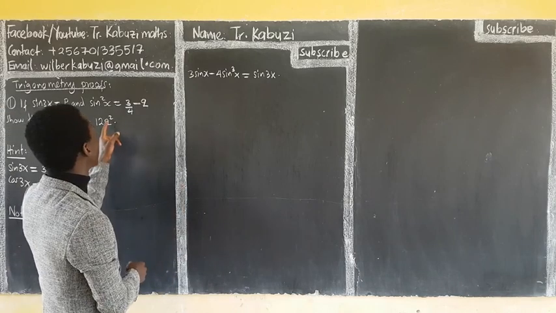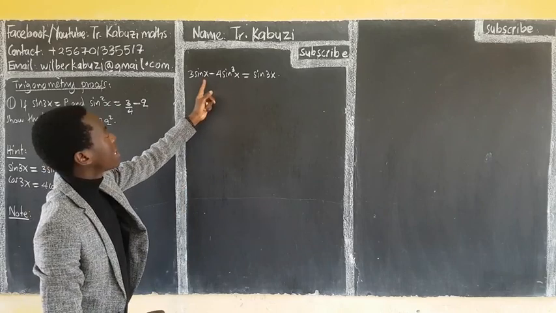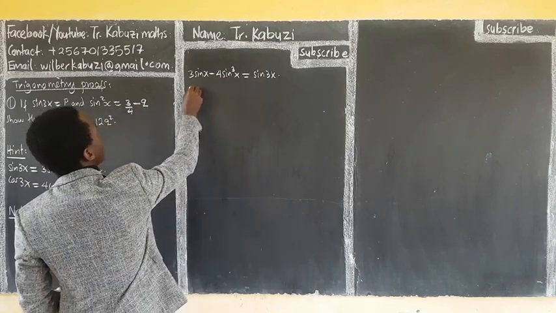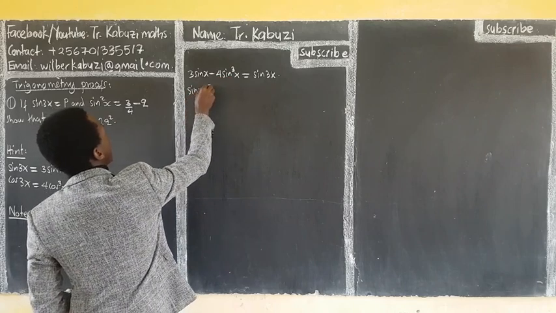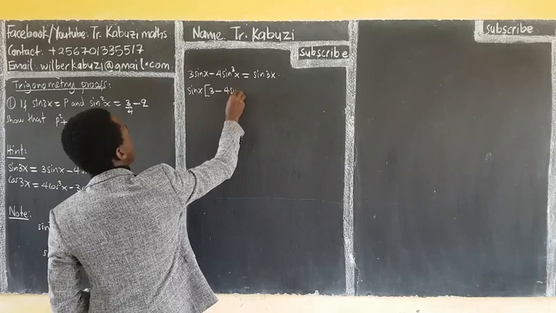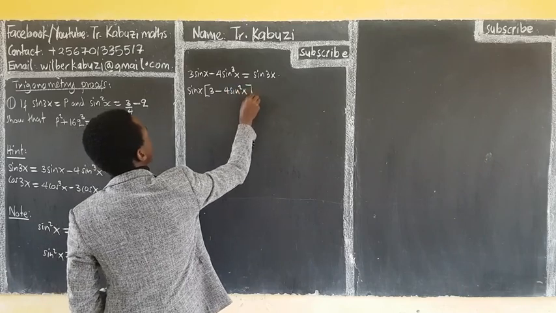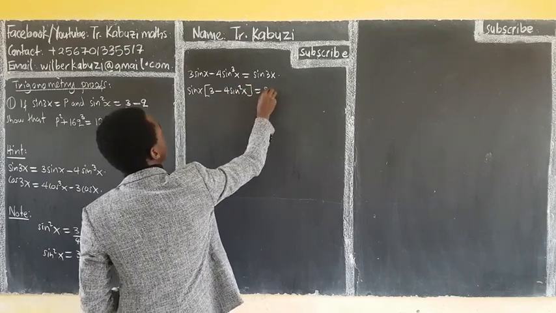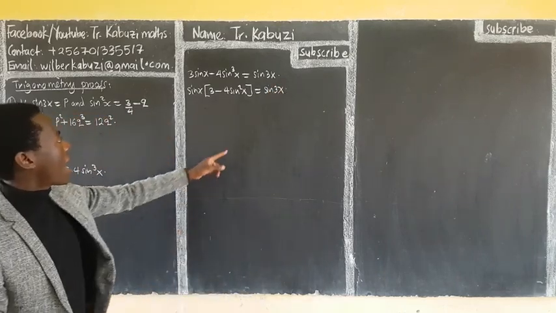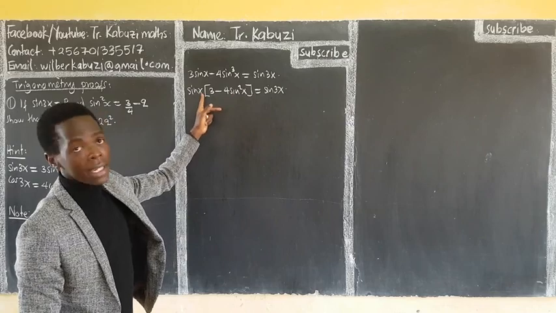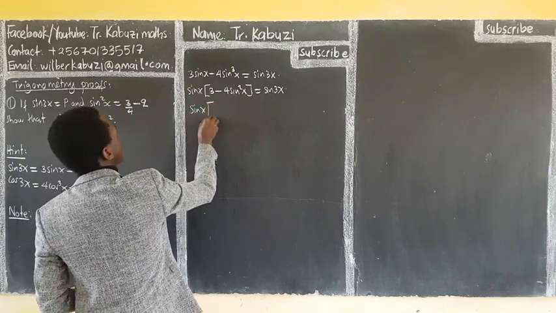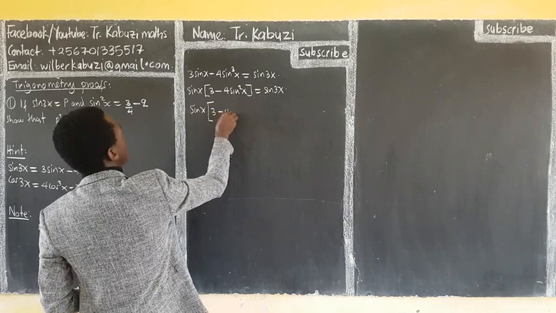Now, I want to create sine squared here from here. So the sine is here and sine is here. When I remove one of the sines, I'm going to be adding sine x into 3 minus, and we have remaining 4 sine squared x equaling sine 3x. Now from there, I want to make this the subject. So now my sine x into 3 minus 4.